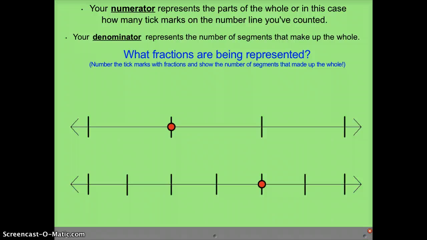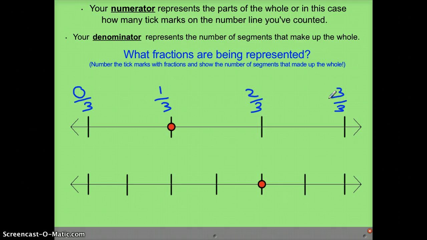Here are a couple fraction number lines, and I'm going to label these so we can figure out what fractions are being represented. First thing I need to think about is how many segments. So I'll count 1, 2, 3 spaces. So that means my denominator is always going to be over 3. And next, I think most of my number lines are going to go from 0 to a whole. So I'm going to think this is 0 thirds, 1/3, 2/3, and 3/3.